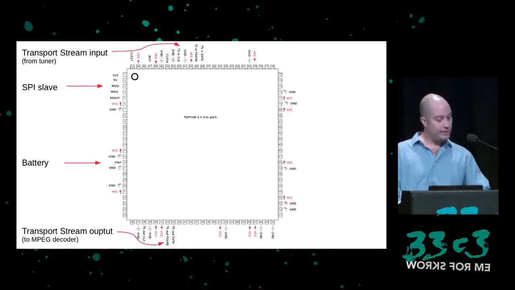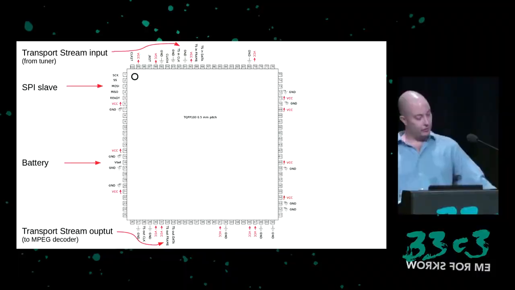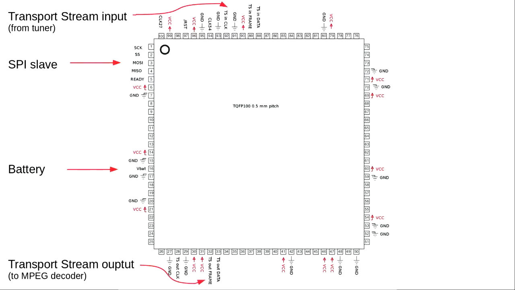Some of the interesting pins on the ACP are labeled here. Pin 1 is marked at the top left corner of the chip. There's an SPI slave controller on pins 1 to 5, used for communication with the set-top box main controller. There's a battery backup pin that's connected to a 3-volt battery to keep the RAM contents of the ACP intact at all times.